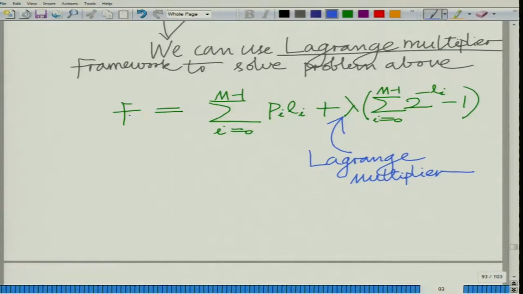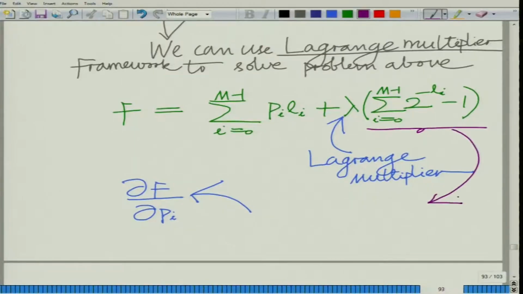Now, what am I going to do? I am going to differentiate with respect to each Li, employing the KKT framework. We have formed the Lagrangian, which comprises the objective plus lambda, the Lagrange multiplier, times the constraint. You have to have one Lagrange multiplier for each constraint. We have only one constraint, so we have a single Lagrange multiplier, and now we differentiate with respect to each Li and set it equal to 0.